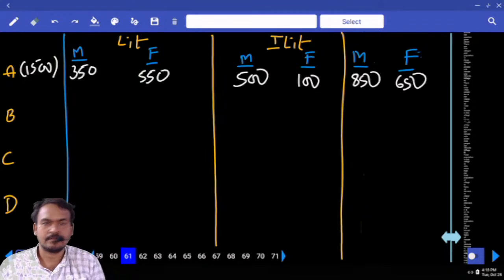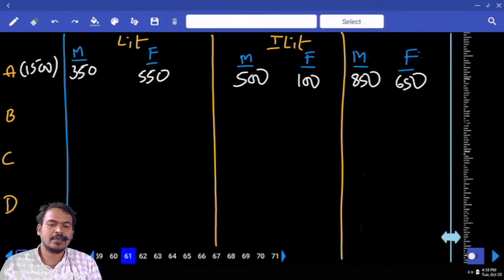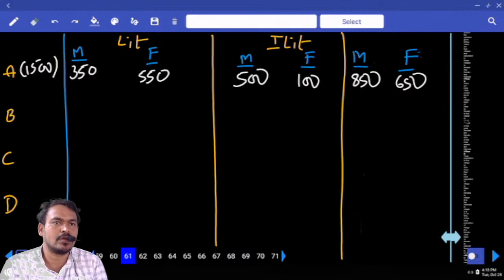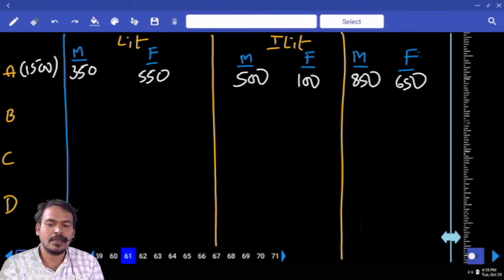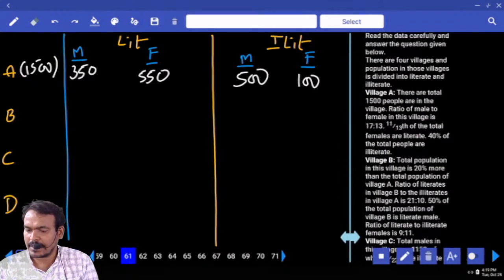Okay. What is the key point here? Out of the total people, 40% are illiterate. What is 40% of 1500? 600. Out of 600, already female illiterate is 100. Remaining 500 are male illiterate. Obviously we are getting the male literate value. Next, what is the second one?